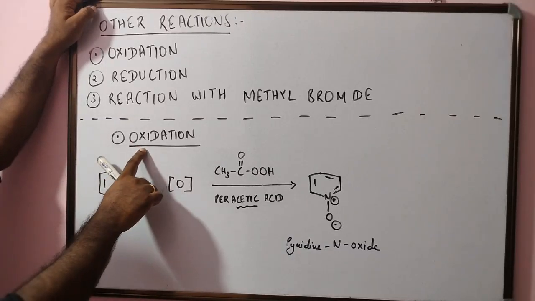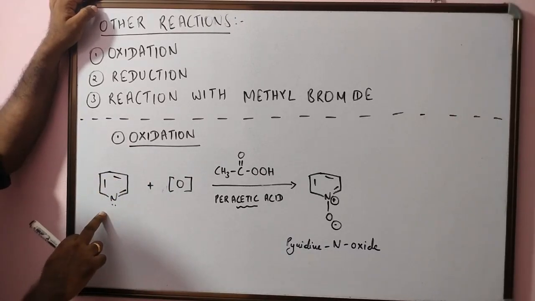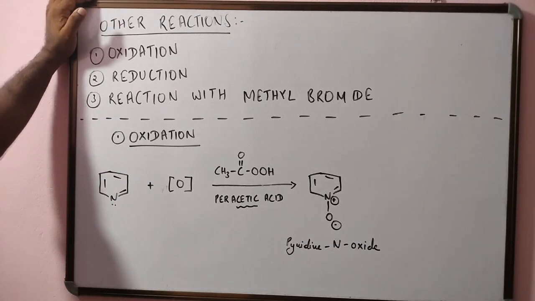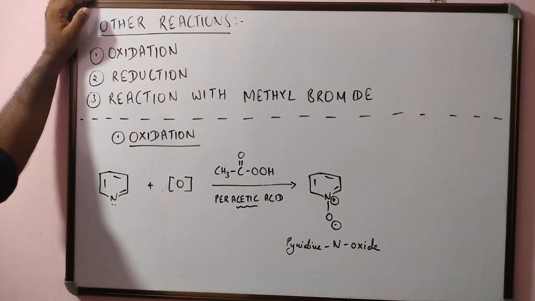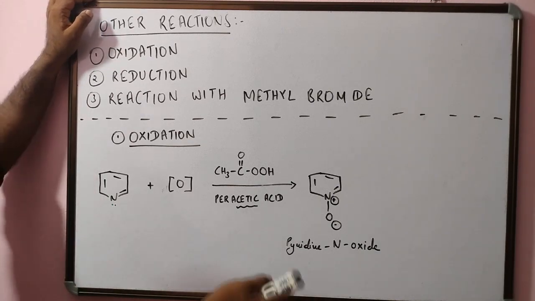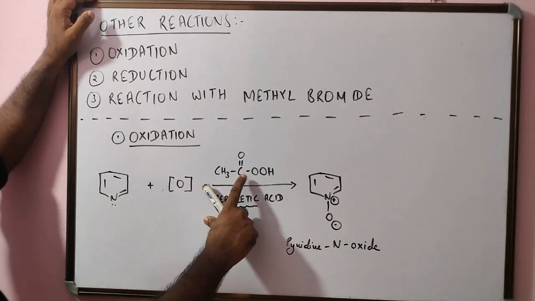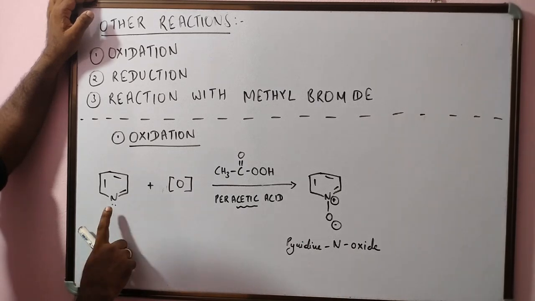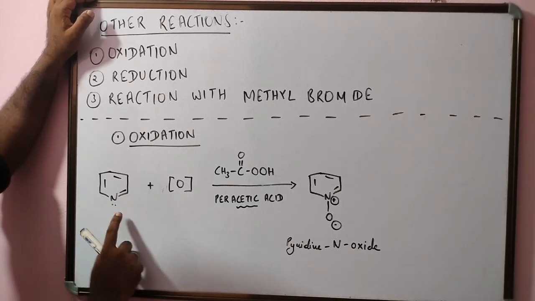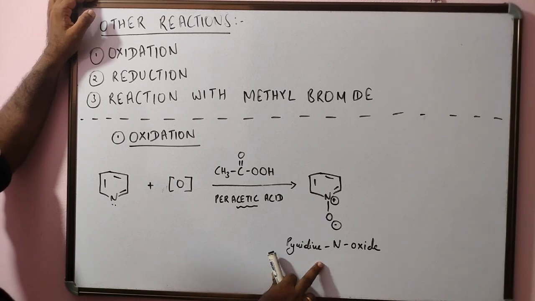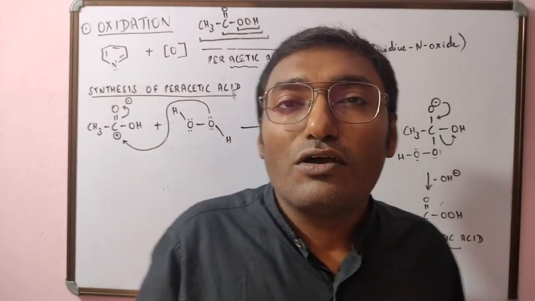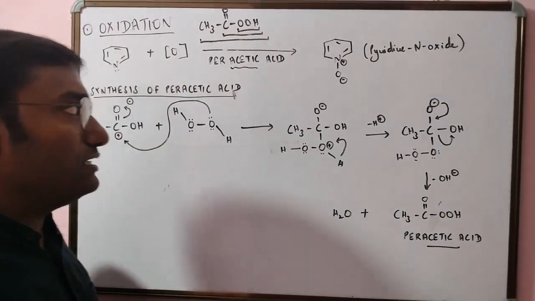Number 1. Oxidation. Pyridine is not affected by mild oxidizing agents like chromic acid or nitric acid. However, when it is treated with a strong oxidizing agent like peracetic acid, it undergoes oxidation at the nitrogen atom to form Pyridine-N-oxide. Well, to understand how this oxidation works out, we need to understand three things.